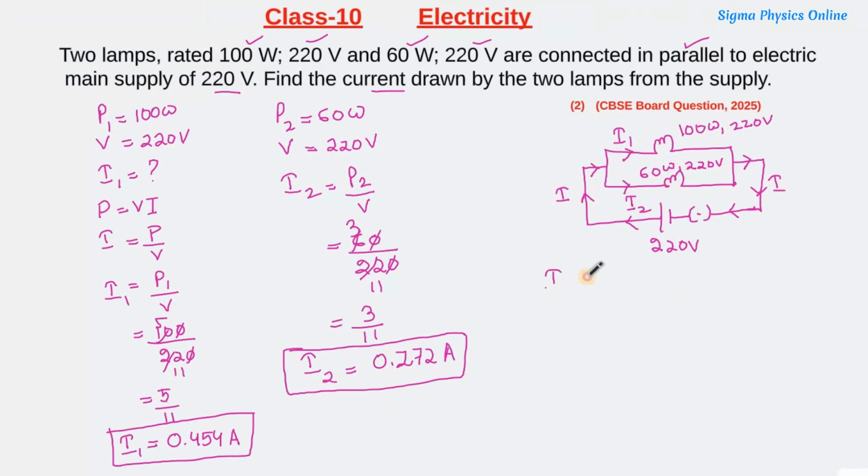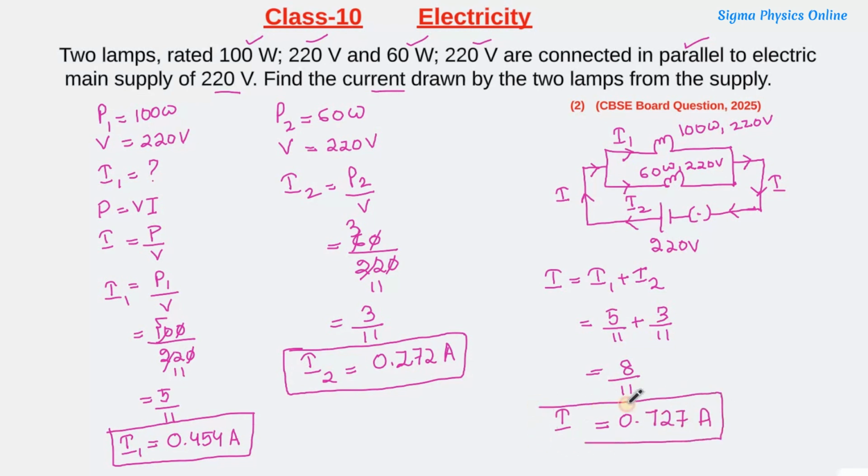So the total current I will be the sum total of the currents flowing in the individual branches I1 and I2, which is 5 by 11 and 3 by 11, which is 8 by 11. Hence the total current I is 0.727 ampere. So this is your final answer, that the total current flowing in the circuit is 0.727 ampere. So with that we come to the end of this video.